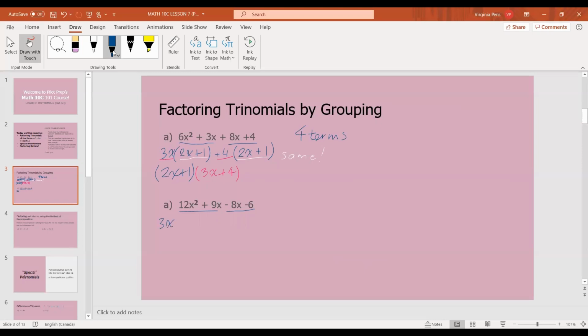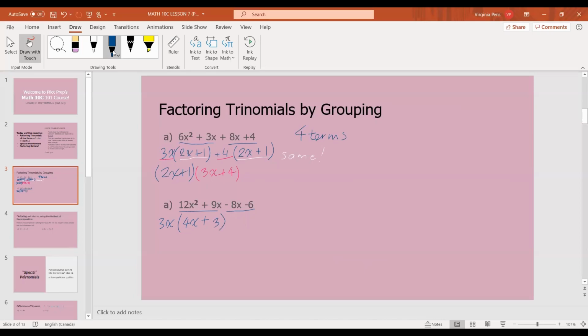And what we're left with is, when 12x squared gets a 3x taken out, it's left with a 4x, because 12x squared divided by 3x is 4x. And when 9x gets a 3x taken out, it's left with 3.